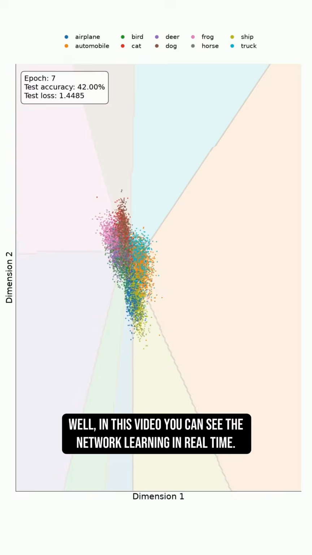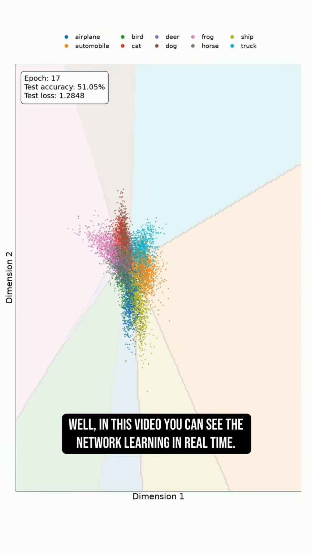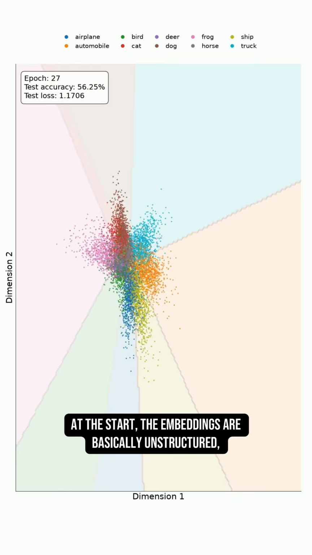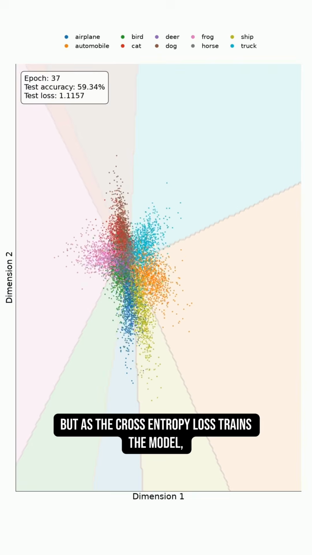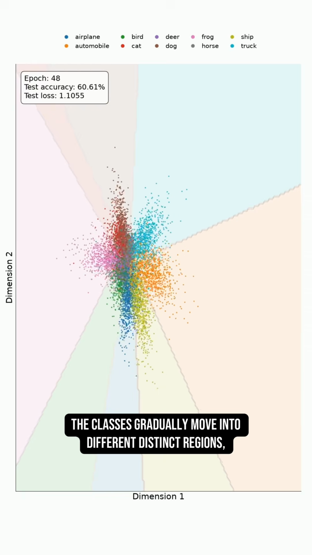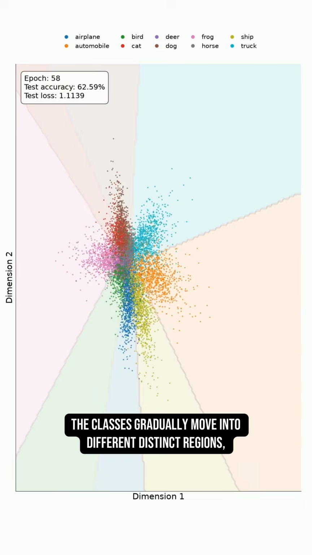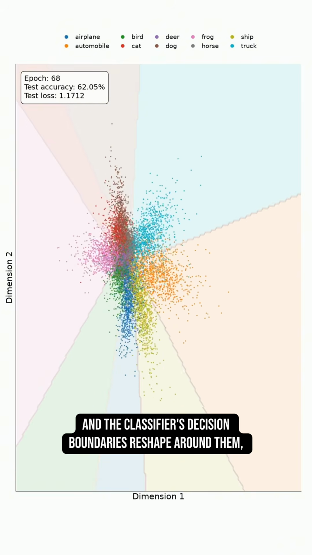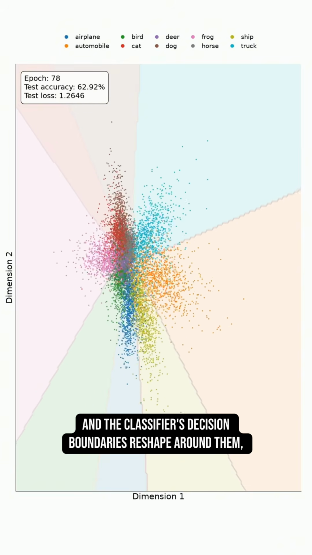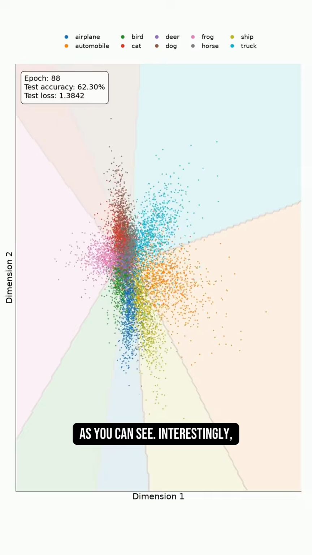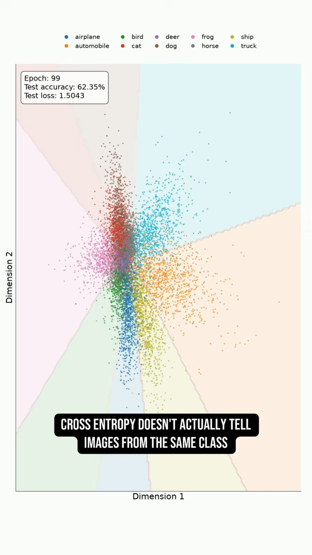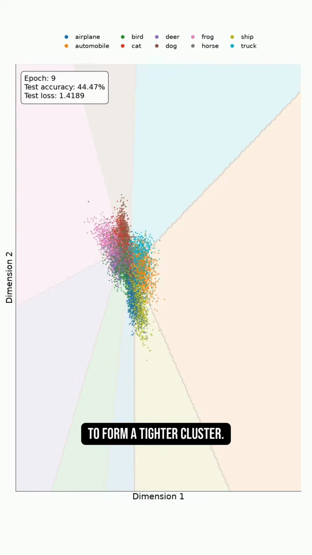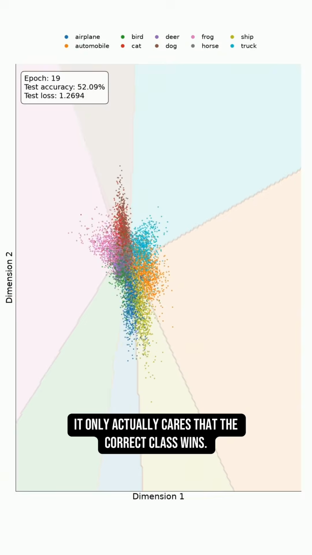So what does it actually do to the network? Well, in this video, you can see the network learning in real time. At the start, the embeddings are basically unstructured. But as the cross-entropy loss trains the model, the classes gradually move into different, distinct regions. And the classifier's decision boundaries reshape around them, as you can see. Interestingly, cross-entropy doesn't actually tell images from the same class to form a tighter cluster. It only actually cares that the correct class wins.